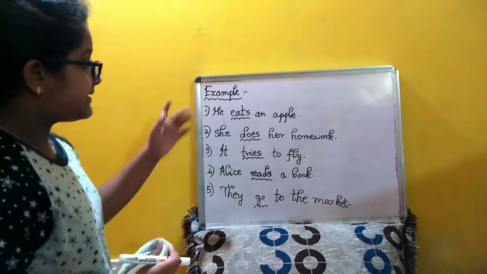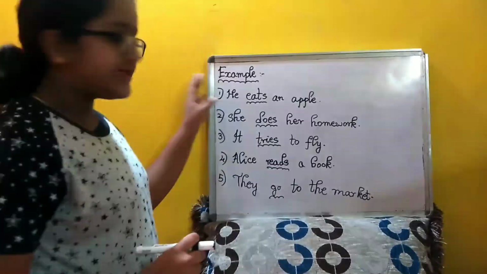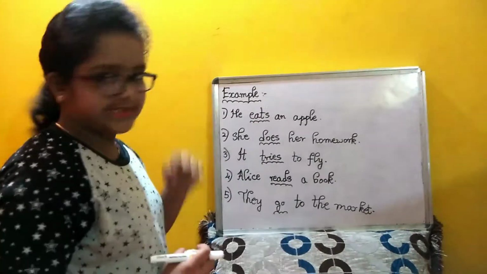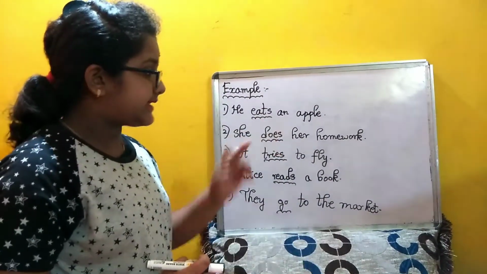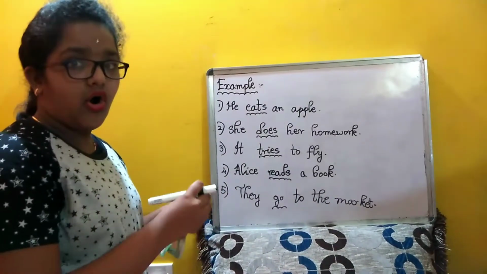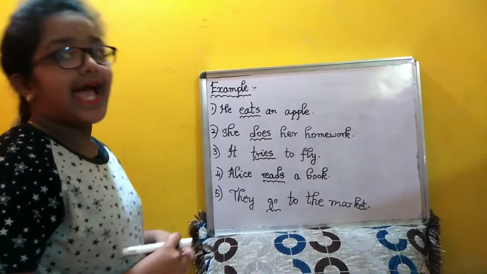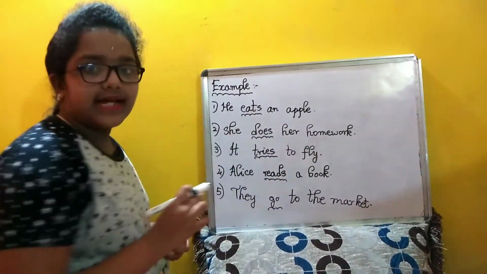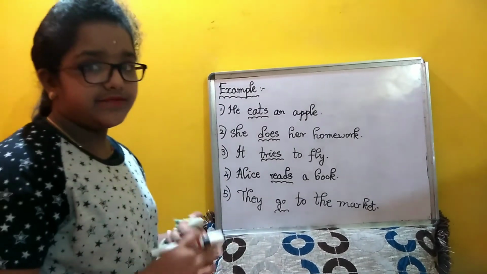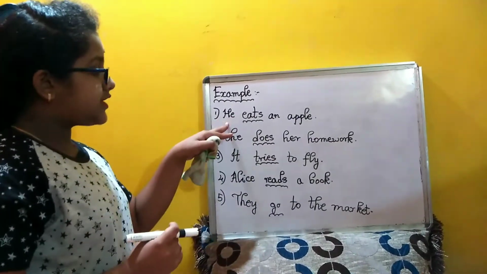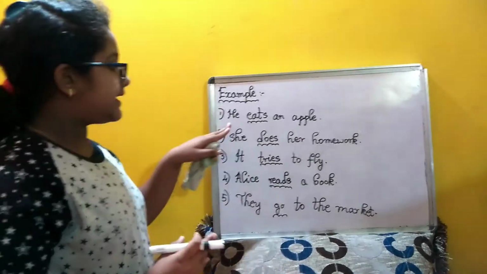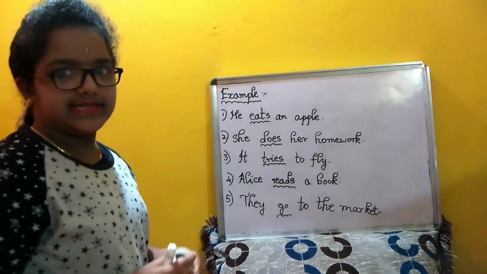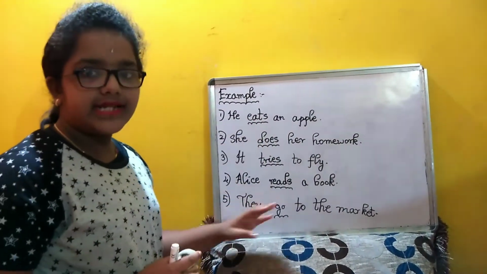Now guys, these are the examples. The first example is: he eats an apple. Here the verb is eats. Let's check whether this sentence is correct under the conditions of third person and singular format. Here he is third person. It satisfies the first rule. The second is that it should be in singular format only. He is in singular format, right? So to the verb we can add S. So this sentence is perfectly correct.